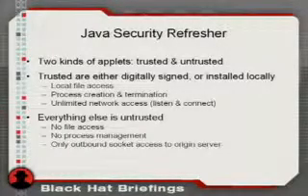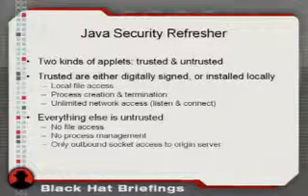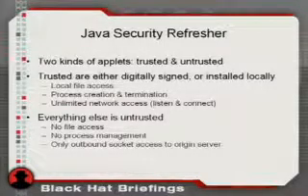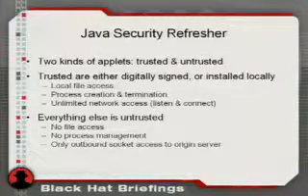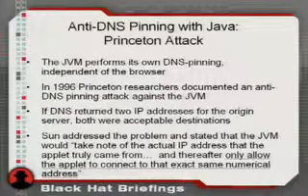They can access the file system: read, write, create, delete, the whole thing. They can create and terminate processes. And they can have unlimited network access, either outbound sockets to any server or even acting as a listening socket. Everything else is considered to be untrusted. Untrusted applets have no access to the local file system. They have no process management capabilities. And the only socket abilities that they have are outbound to the origin server, but they can connect to any port on the origin server.